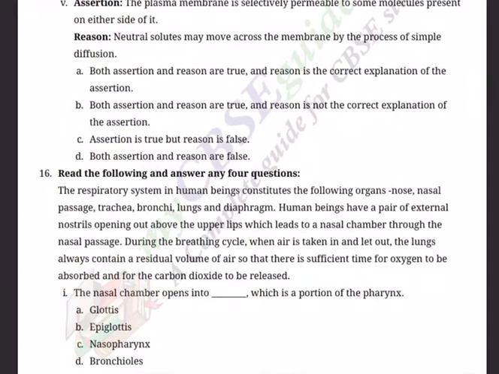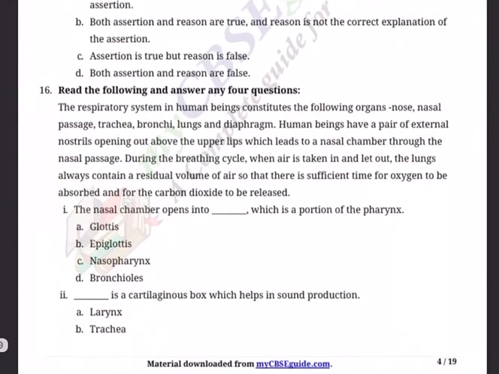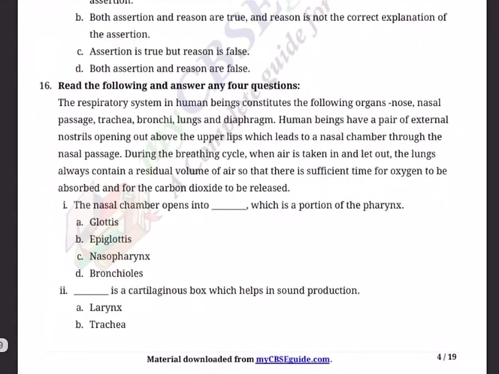Human beings have a pair of external nostrils opening out above the upper lips, which lead to the nasal chamber through the nasal passage. During the breathing cycle, when air is taken in and let out, the lungs always contain a residual volume of air so that there is sufficient time for oxygen to be absorbed and the carbon dioxide to be released.